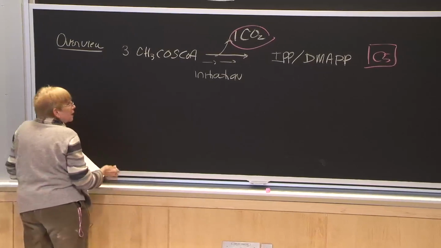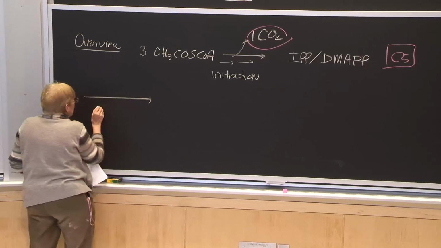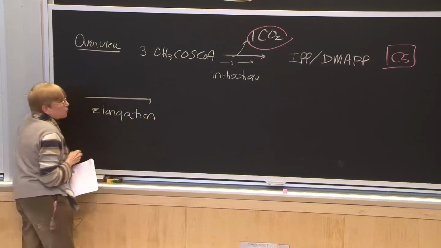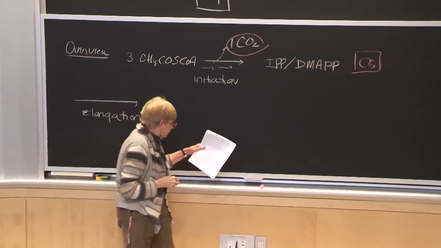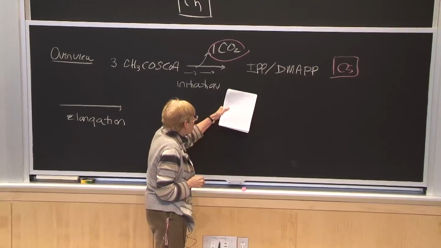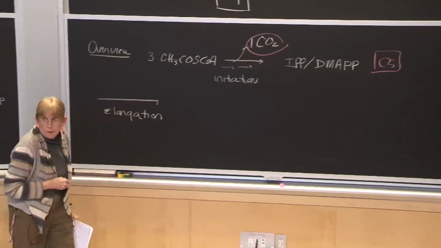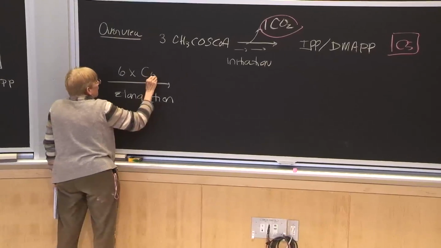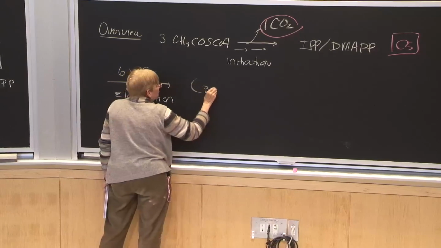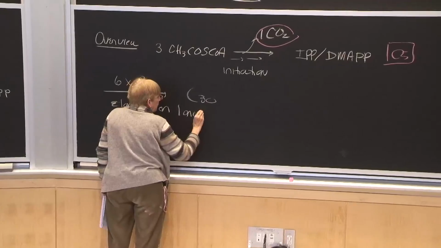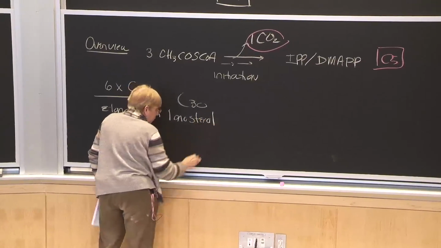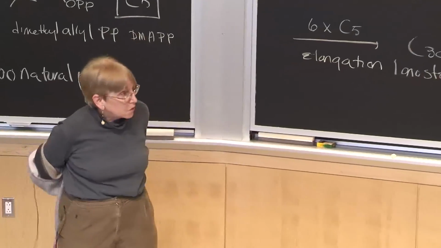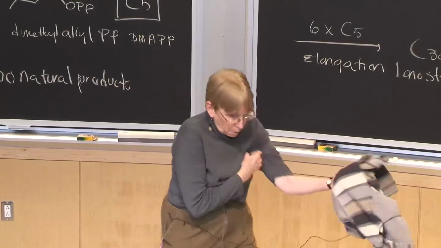Then we're going to have what I'm going to call elongation. And what we're going to see is that to get to lanosterol, we need to have a C30. So we need 6 of these guys, 6 C5s to form a C30, which is lanosterol. This is a precursor to steroids and cholesterol, and we're only going to talk about cholesterol.